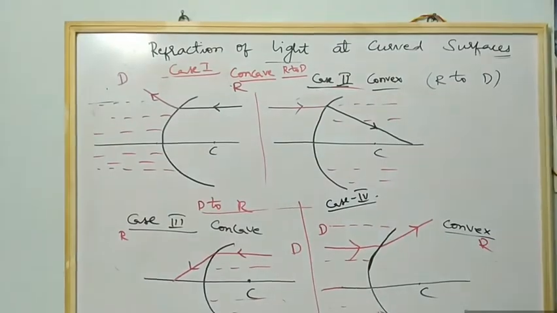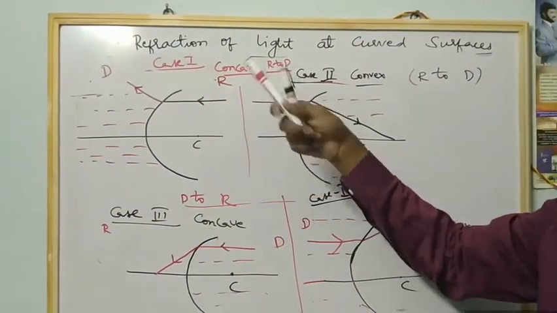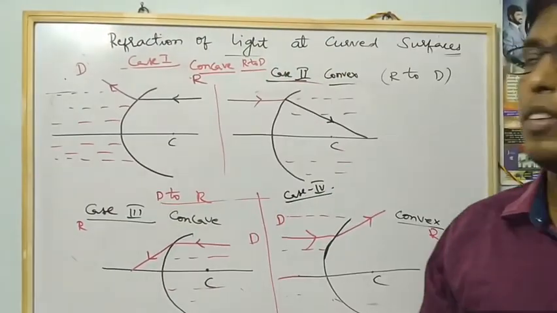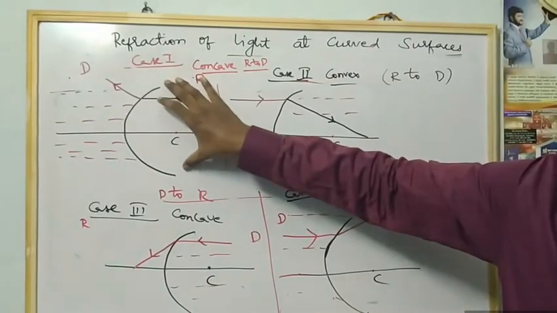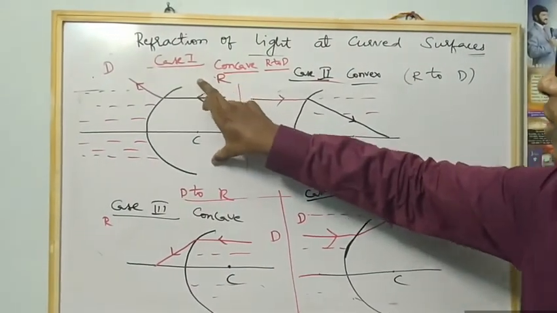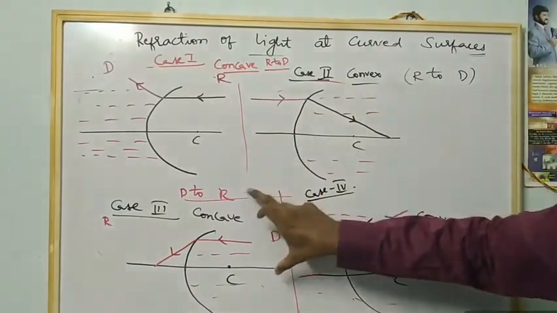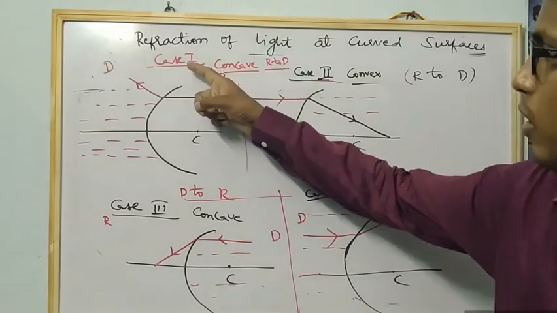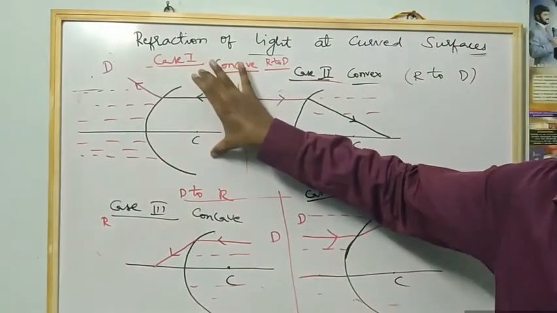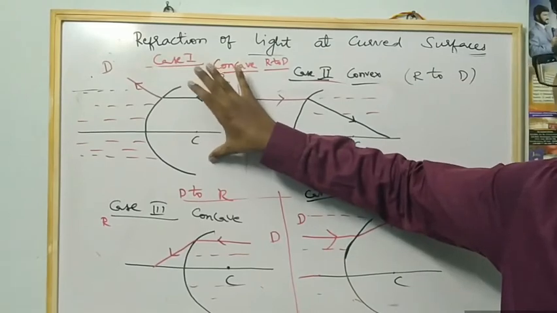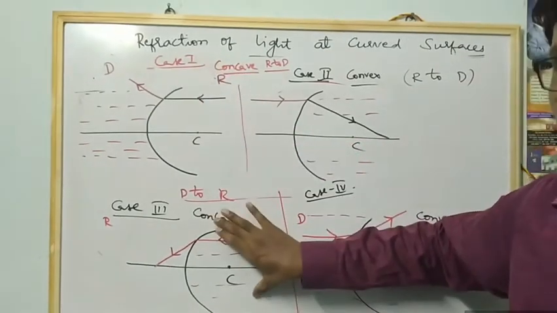Shall we discuss now about the four cases? Observe the diagram carefully here. This is case 1, case 2, case 3 and case 4. Try to understand. Here I have considered a concave surface, not a flat one, this is a curved surface. This is also a curved surface.